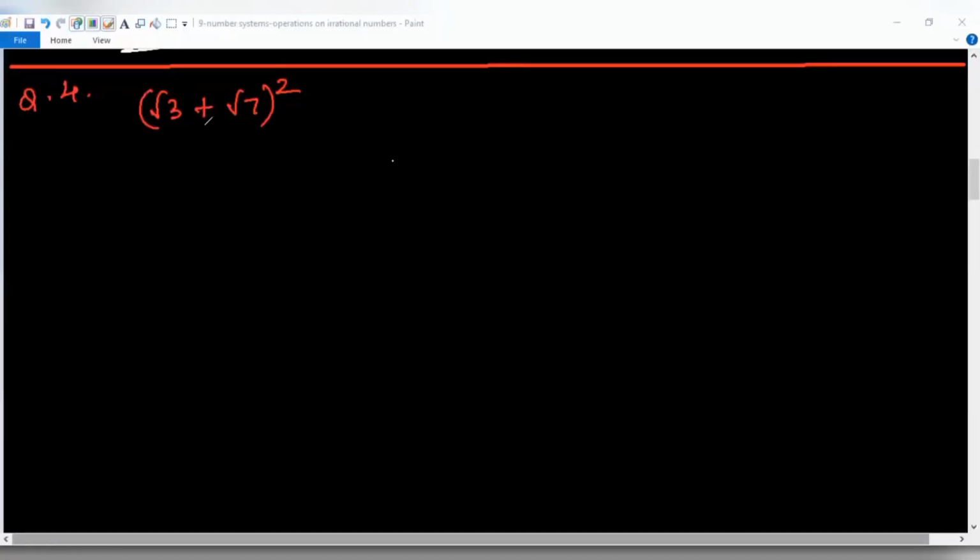This is our fourth question. This is root 3 plus root 7, the whole square. This is similar to the identity, right? Which identity? a plus b, the whole square. This is similar to this, and we know this is same as a square plus 2ab plus b square.